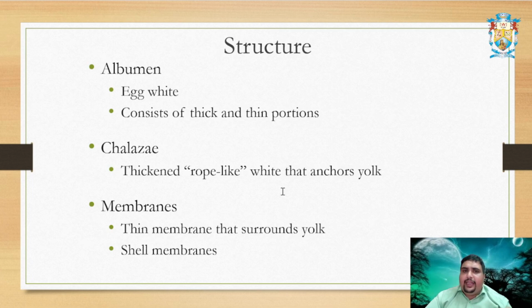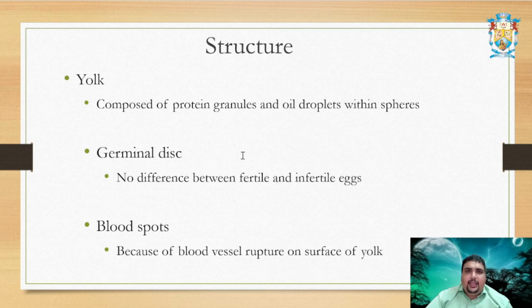Next one is the membranes. There are basically two membranes: the vitelline membrane, which is the thin membrane that surrounds the yolk, and the shell membrane, which is right inside the shell and protects the yolk from coming out. Next part is the yolk, which is composed of protein granules and oil droplets within the sphere. This is the place which generally provides the fat content required in an egg.